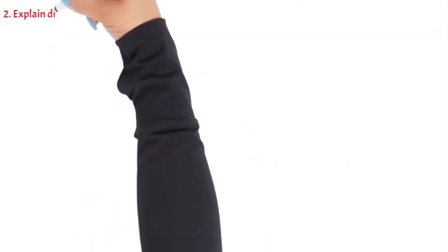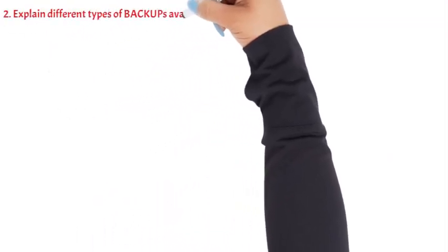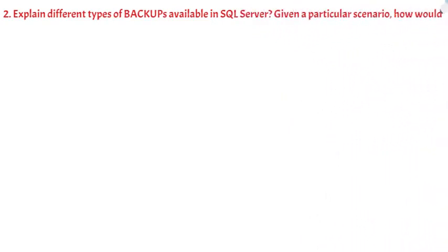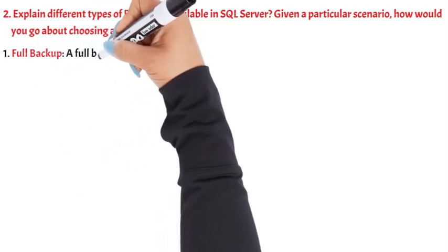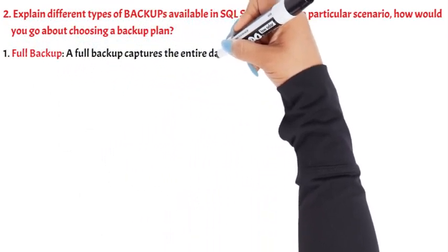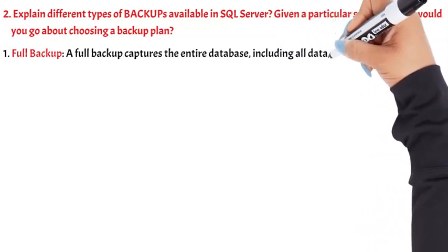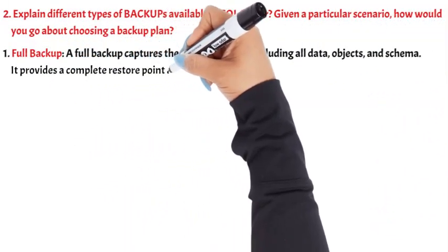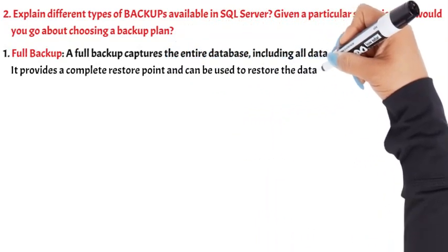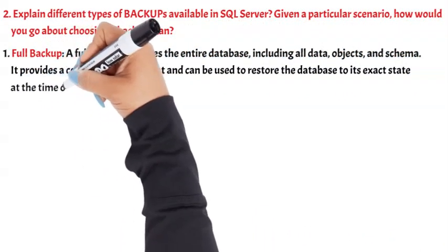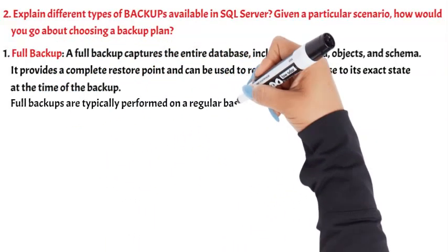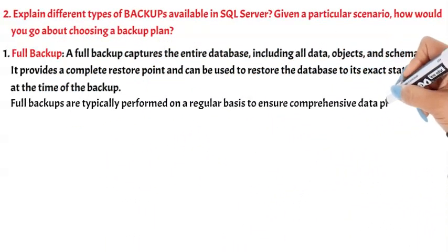2. Explain different types of backups available in SQL Server. Given a particular scenario, how would you go about choosing a backup plan? 1. Full backup. A full backup captures the entire database, including all data, objects, and schema. It provides a complete restore point and can be used to restore the database to its exact state at the time of the backup. Full backups are typically performed on a regular basis to ensure comprehensive data protection.